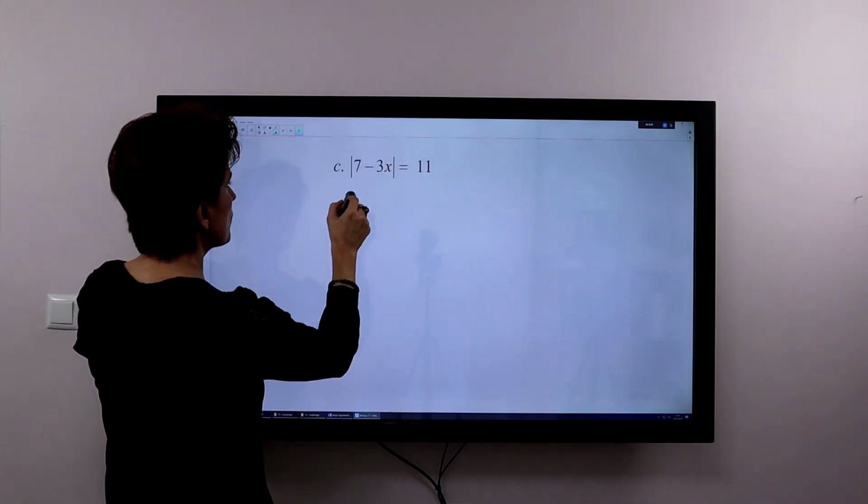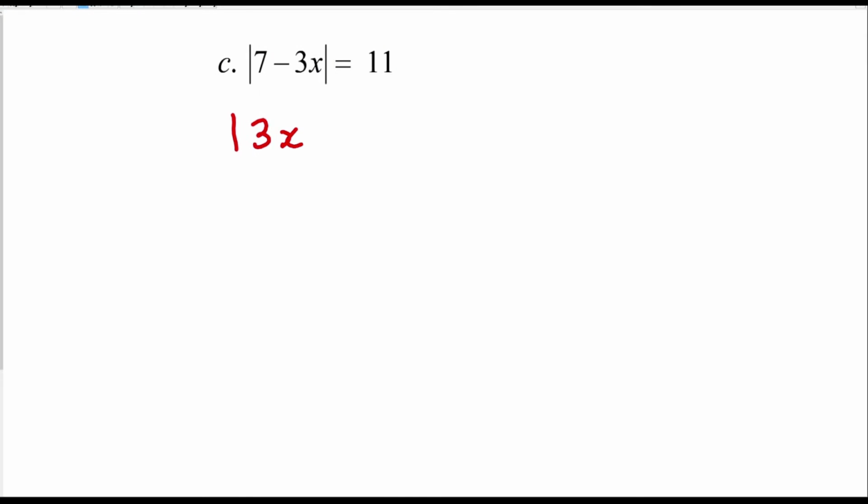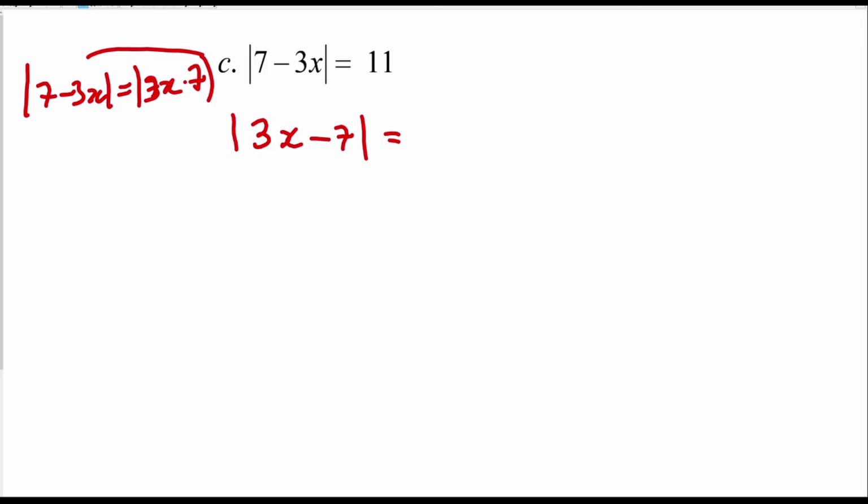Instead of this, I'm going to use, what's going on here, 3x. Yeah? 7 negative 3x is 3x negative 7. You can write this. Got it? I hope. Terrible. Anyway, it's understandable. Yeah. Here, and 11.